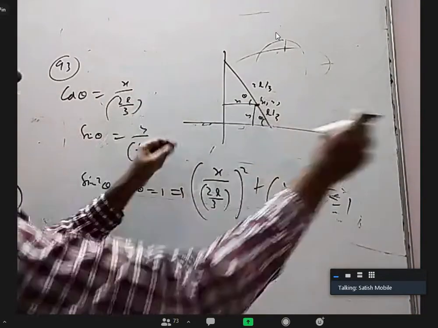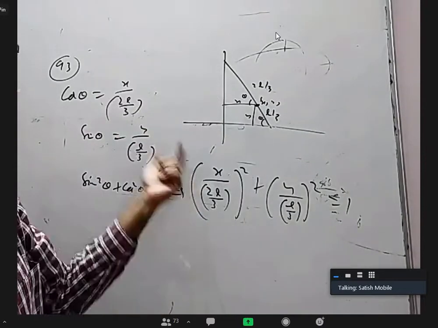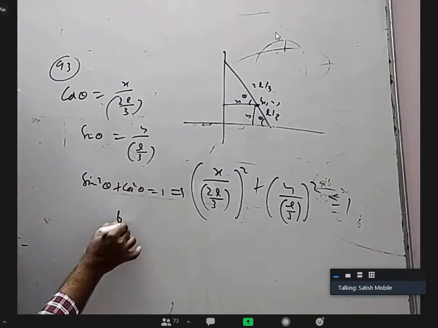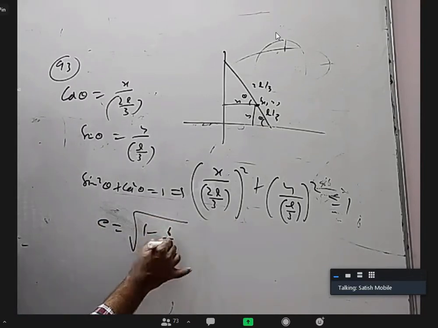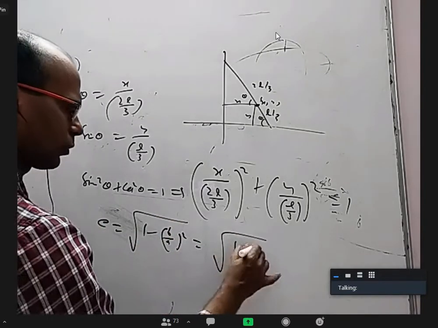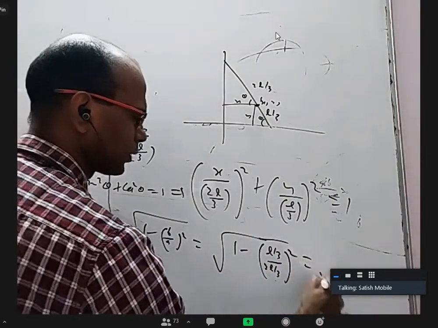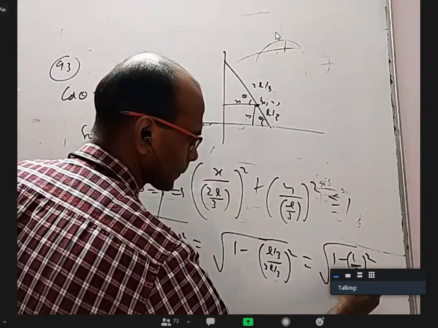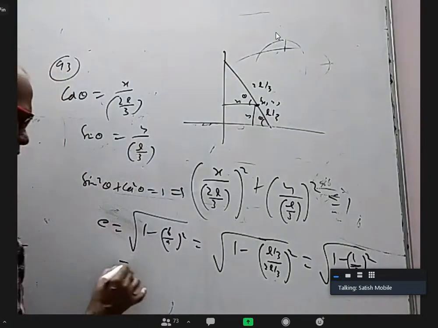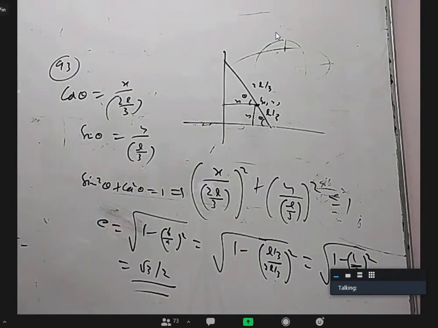When it is completely lying, we'll get the point at 2L/3. When it is completely vertical, it is L/3, that way also. Anyway, with b by a, the eccentricity is square root of 1 minus (b by a) whole square. b is L/3 and a is 2L/3. That is root of 1 minus (1 by 2) whole square. That is root 3 by 2. Okay, if you understand the question, it's quite okay.